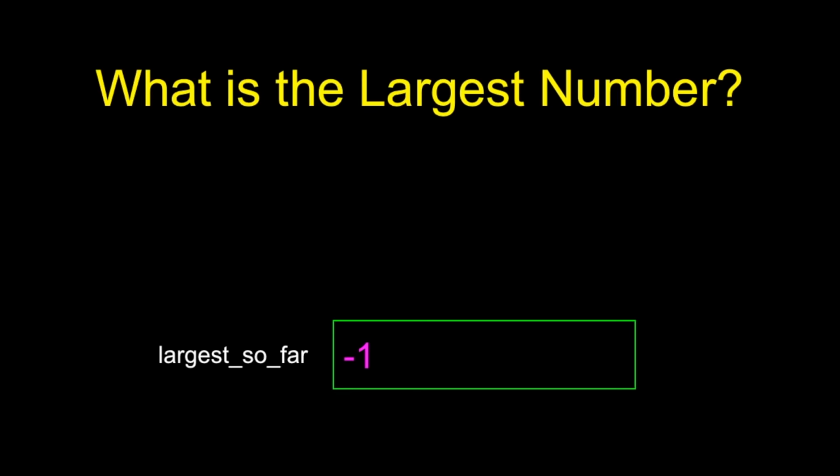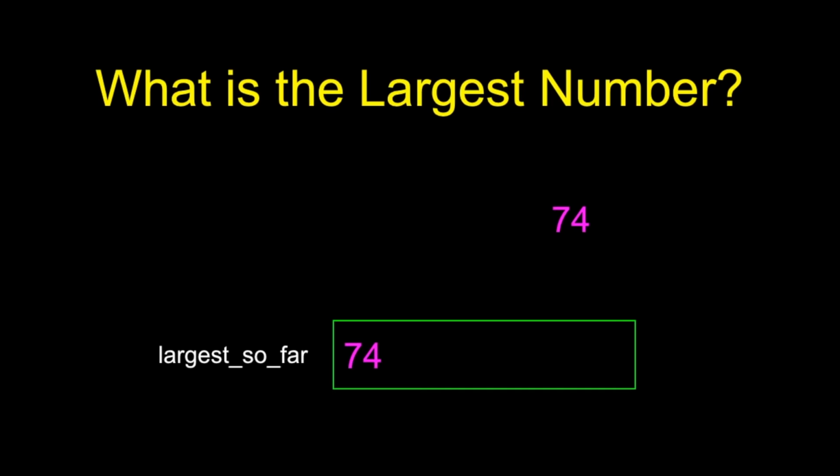So now we see 3. And we're like, oh, that's better than -1. It's our first number, so it's probably the largest we've seen so far, right? Great. 41. Oh, that's bigger than the largest we've seen so far, so we'll keep it. 12 is not bigger than 41, so we're not going to keep it. Notice this keeping thing. 9 is not bigger than 41, so there's no point in keeping it. 74 is bigger than 41, so we'll keep it.